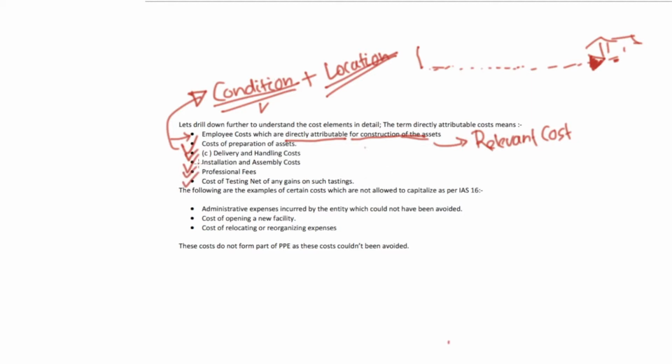The sixth cost is the cost of testing. The cost incurred by the entity to test a particular property, plant, and equipment is covered under IAS 16 and eligible for capitalization. However, it should be net of any gains on such testing. Sorry for my spelling. Suppose I have incurred $100,000 for the cost of testing, and suddenly I have a gain of $110,000 because of the trial runs.